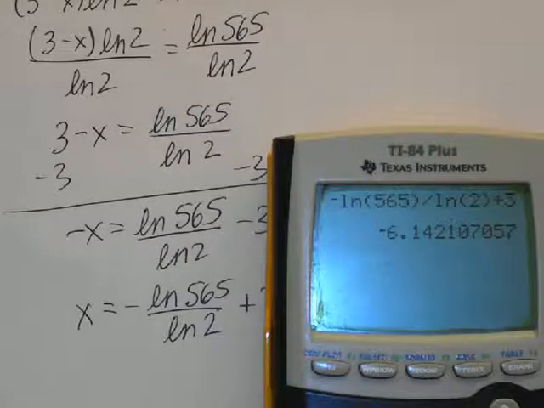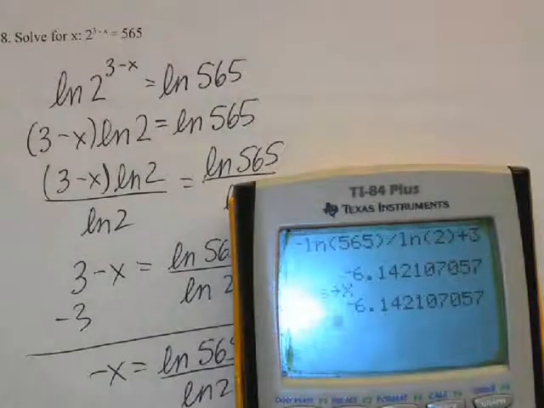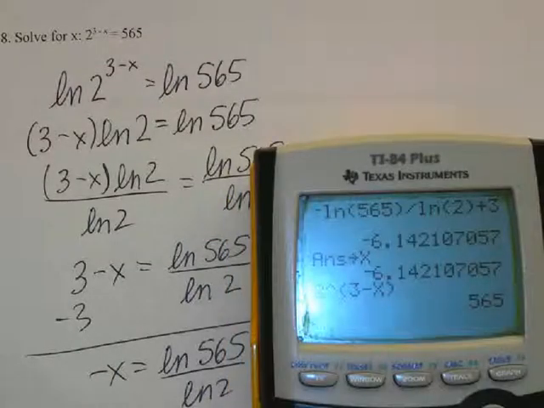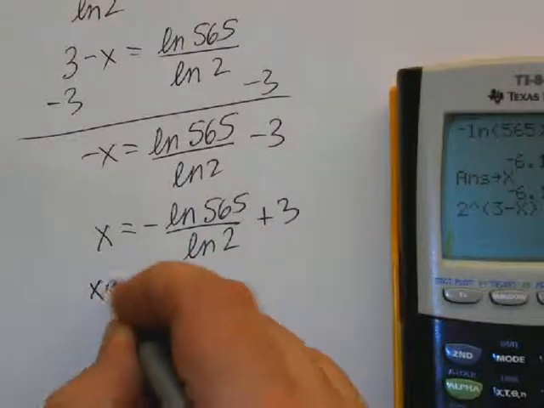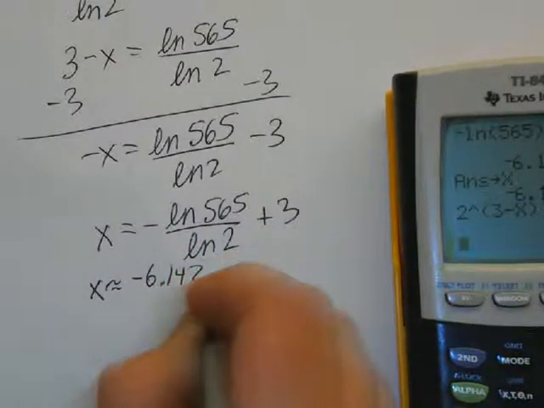Well, let's see if that works. I store that into x. Go back to our original equation. 2 to the power of 3 minus x. And we see that, yes, we did get the right answer because we got 565. So x is approximately negative 6.142.